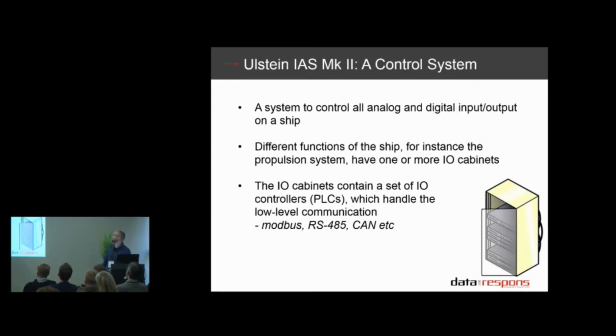To make such a control system, you need to get a grip on all the analog and digital input outputs that exist on the boat. They are all gathered in I/O cabinets. For instance, the propulsion system has one or two or maybe three cabinets full of I/O controllers, and these are usually PLCs. So they handle the low-level Modbus, RS-485, CAN bus, all that stuff happens in those cabinets. And all that data becomes digital signals, numbers and bits.